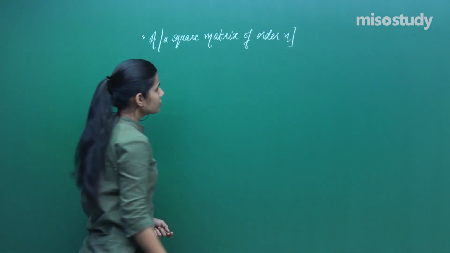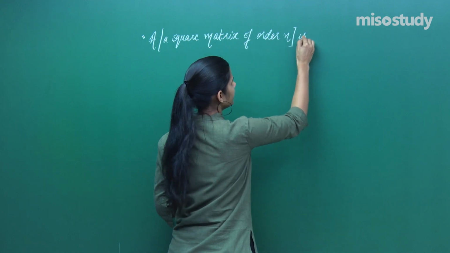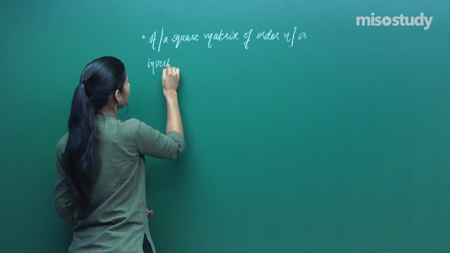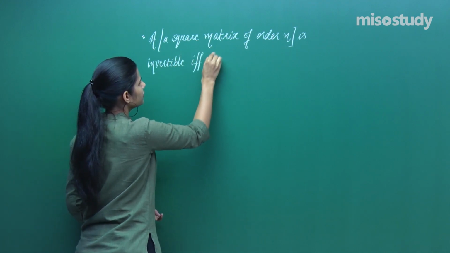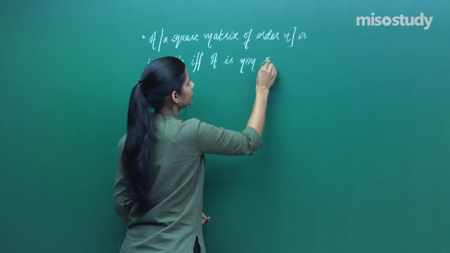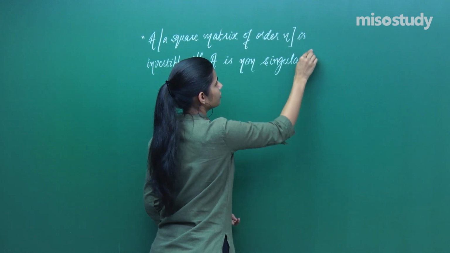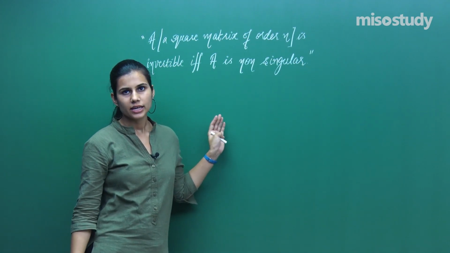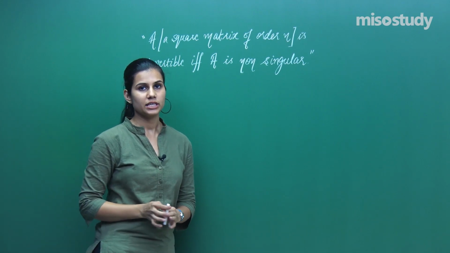So what is A? It is not just any random matrix, it is a square matrix of order n. A is invertible, you know what is the meaning of invertible, if and only if A is non-singular. You remember this result that we did in the last lecture? We also proved it, and I told you this is very important. Its importance will be revealed in today's lecture.